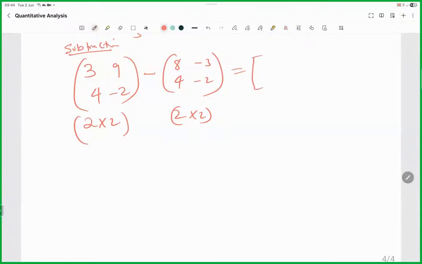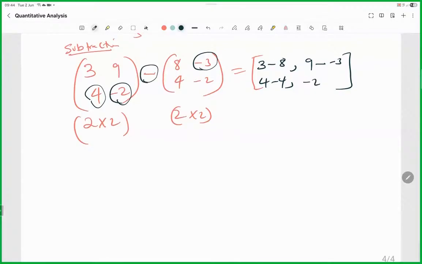What do we have here? So we have here 3 minus 8. Subtract corresponding elements. 3 minus 8. Then we have this 9, minus, and the number itself is minus 3. Then we have 4 minus 4. Then we have minus 2, and there is this minus, and this number itself is a minus. So could you kindly give me these resulting answers? So 3 minus 8 will give me what figure?